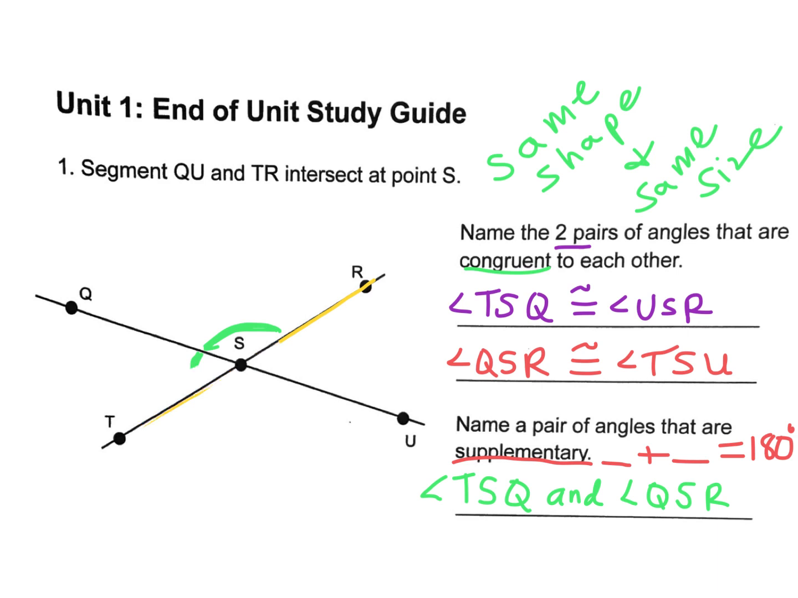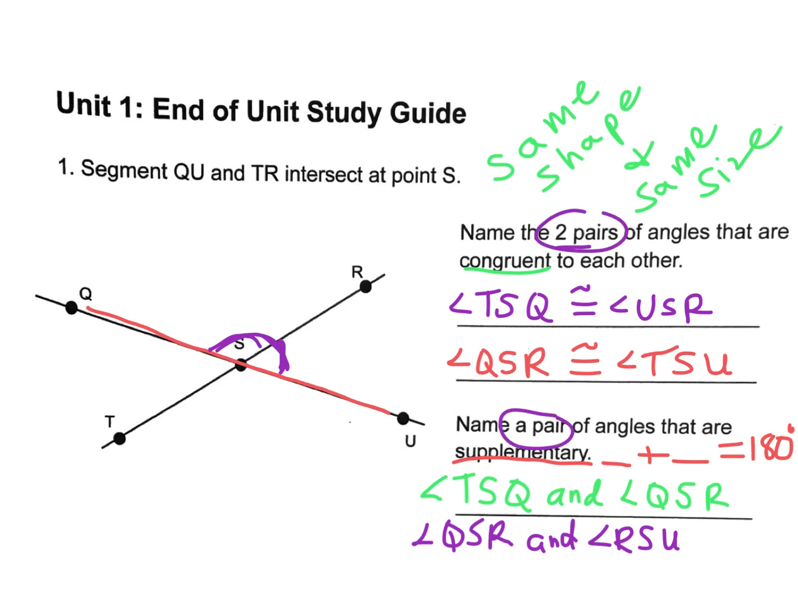You could also go the other way if you recognize that here is another straight line going the other way. So in that case, this angle measure and this angle measure together, those are 180 degrees. So another answer could be QSR along with angle RSU. Those two together would make 180 degrees. But we just needed one pair for this one, where up here we needed two pairs.